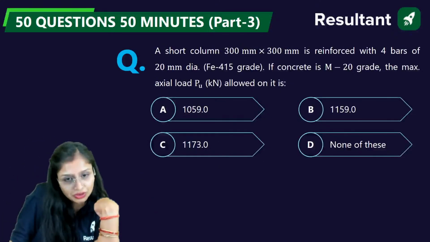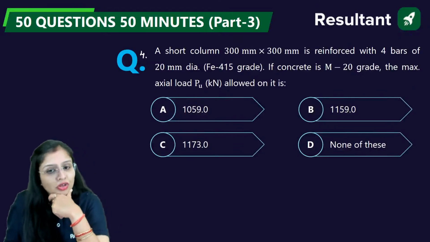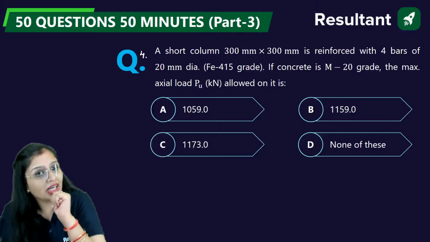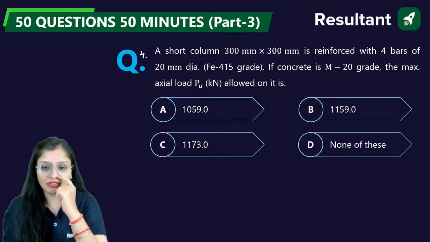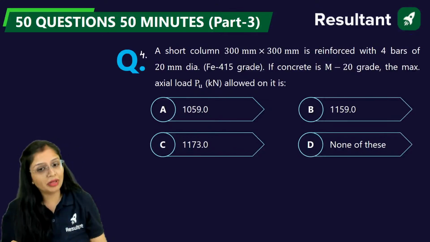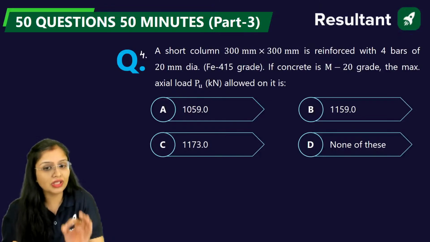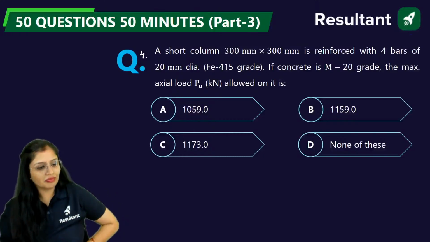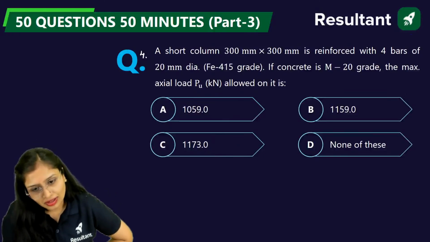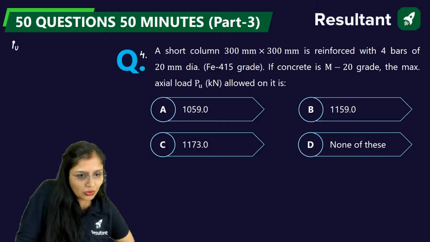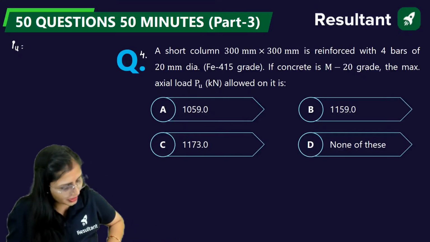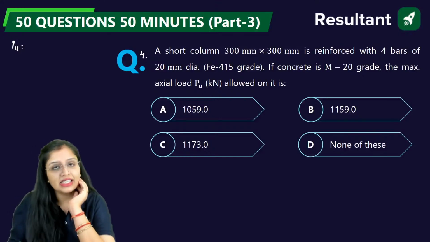Now, fourth question. A short column of 300 mm by 300 mm is reinforced with 4 bars of 20 mm diameter. Fe415 grade steel is there, and M20 concrete is there. It is asking you the maximum axial load which is allowed. How can you calculate? Formula, if you know. The maximum axial load. Come on guys. I guess I'm able to see your comments. Okay, it is the maximum axial load.